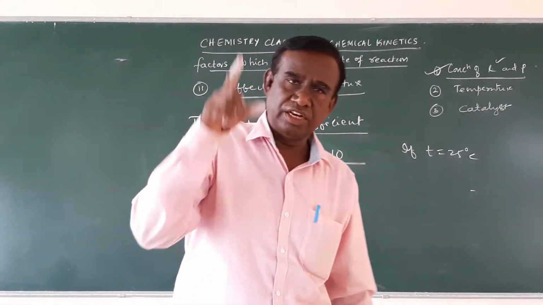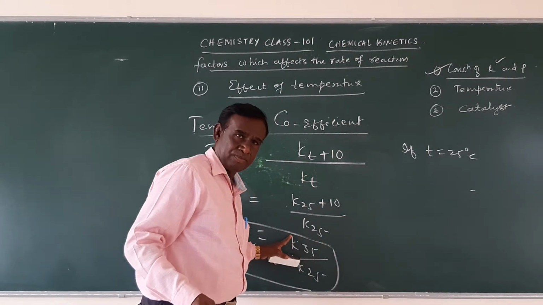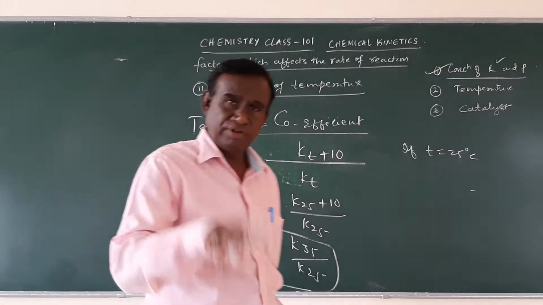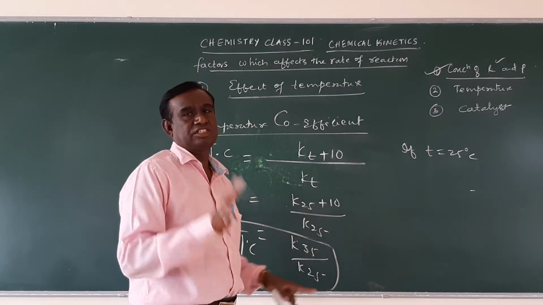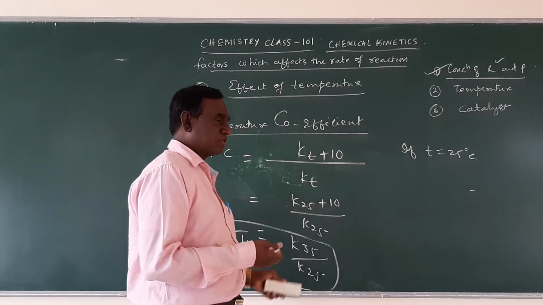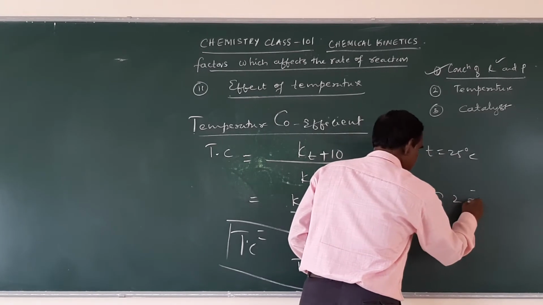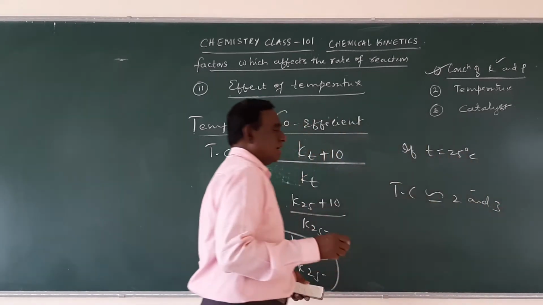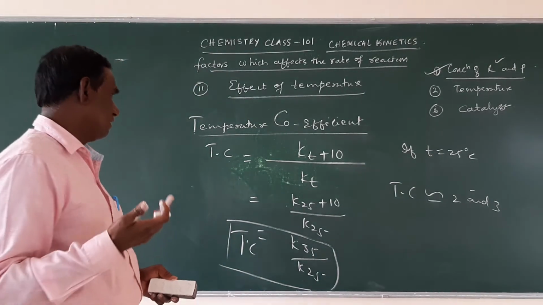It is the ratio of the rate constants at two different temperatures. Rate constants k at two temperatures differing from one another by 10 degrees Celsius, say 25 and 35, a 10 degree Celsius difference. That is called the temperature coefficient. The temperature coefficient value is in between 2 and 3. Okay, so therefore you see.